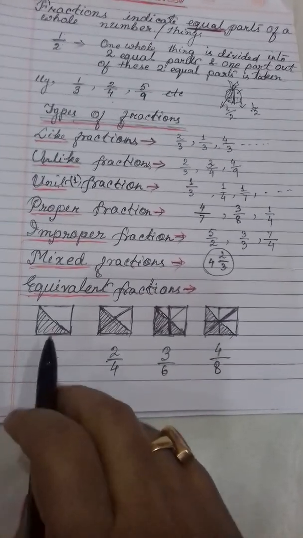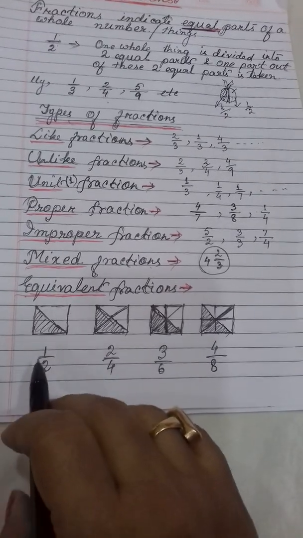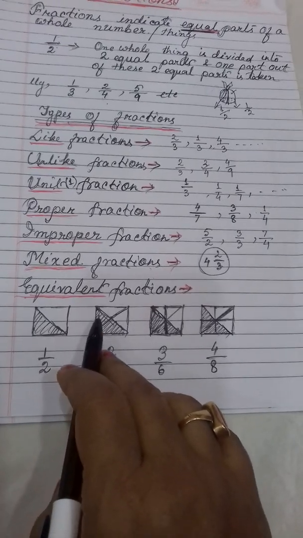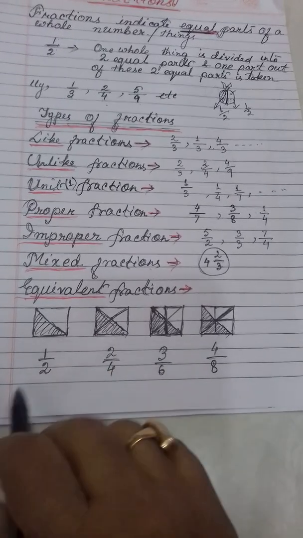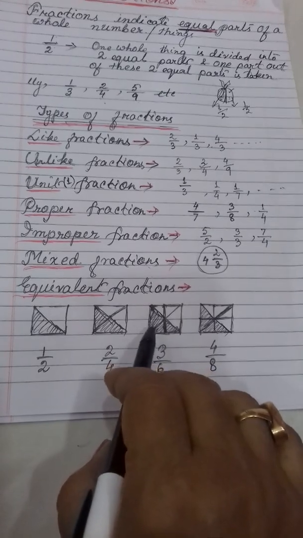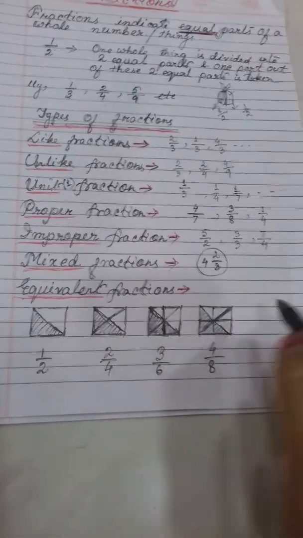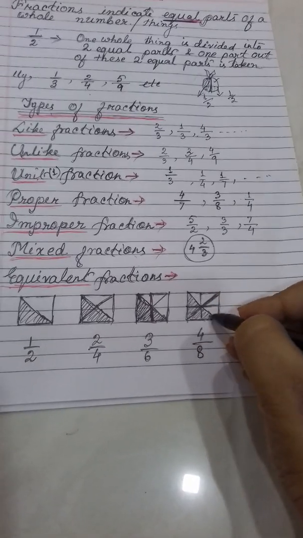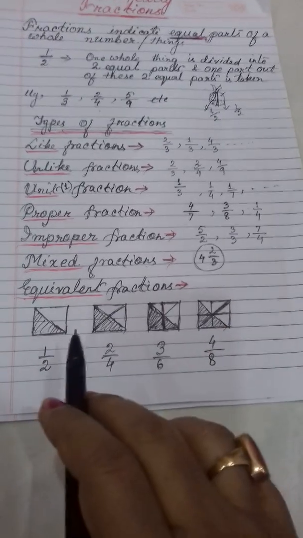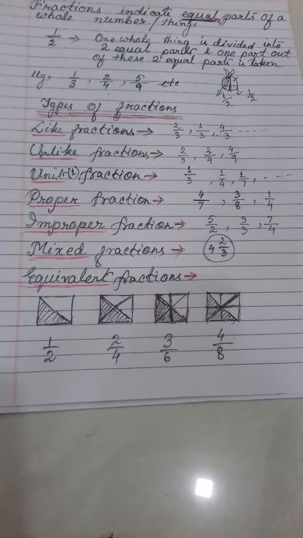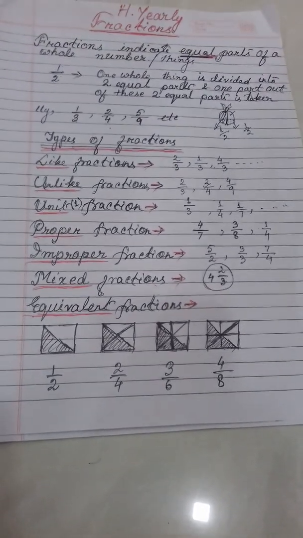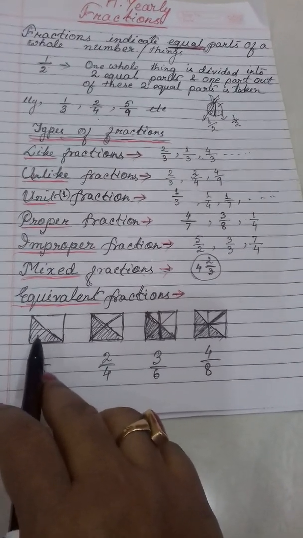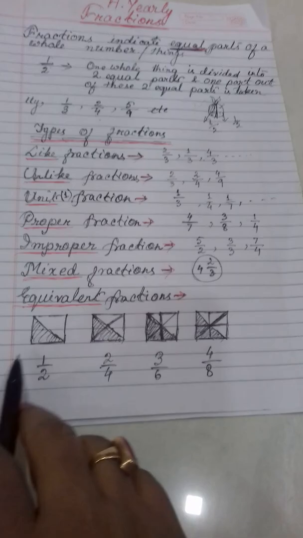Clear? Now here suppose from this first square I have shaded 1 part. Here also, out of 4 I have shaded 2 parts. Here out of 6 I have shaded 3 parts. Here out of 8 I have shaded 4 parts. Clear? Now see, these 4 are equivalent fractions. Now you may ask why, how. See here.